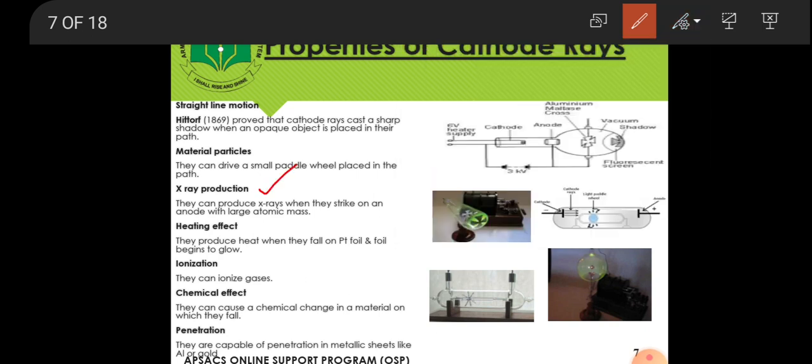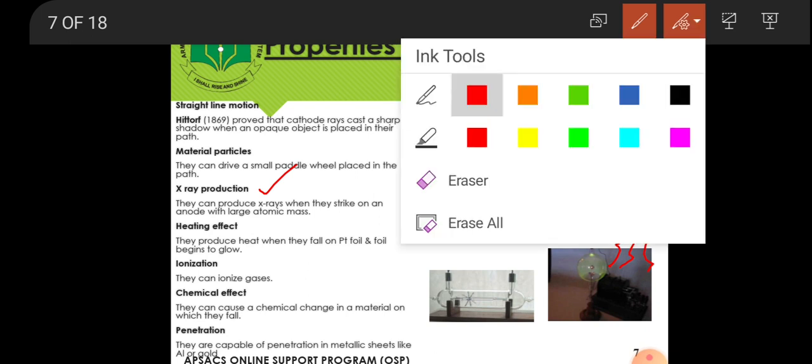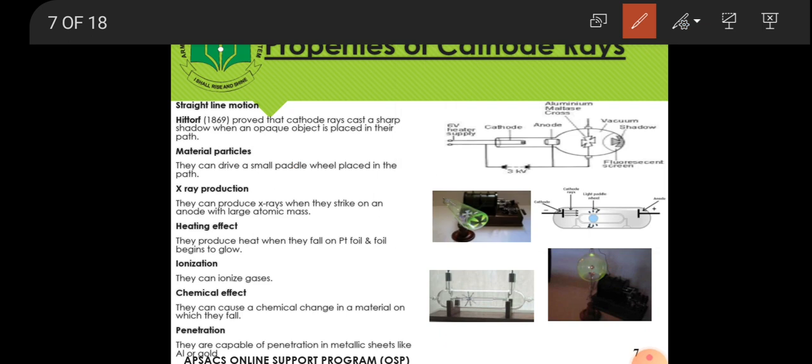Let's study the next property, that is X-ray production. When the anode metal is of large atomic mass and when the cathode rays fall on the anode metal of large atomic mass, then X-rays are produced, means cathode rays are capable of producing X-rays when the anode metal is of large atomic mass. Students, this picture shows the setup in which a paddle wheel is used.